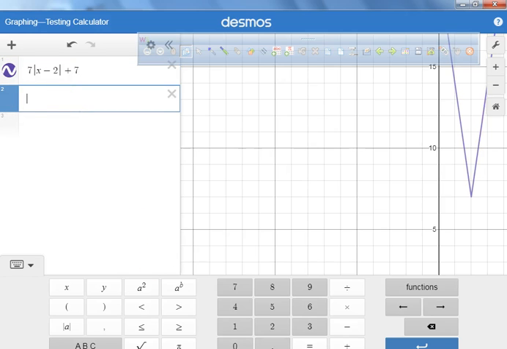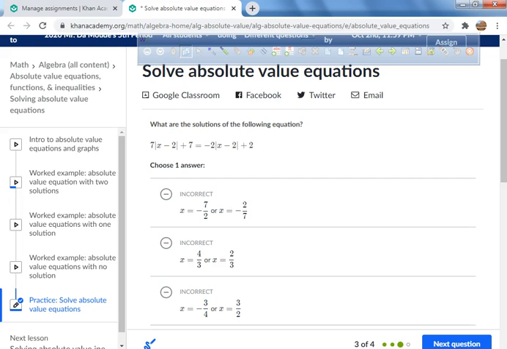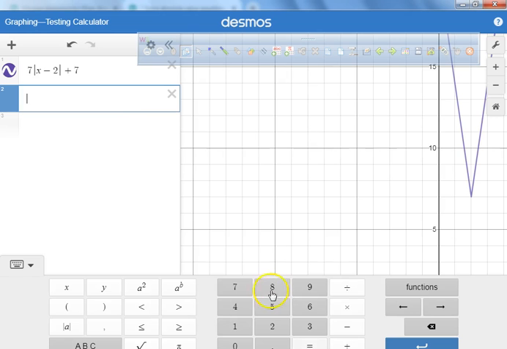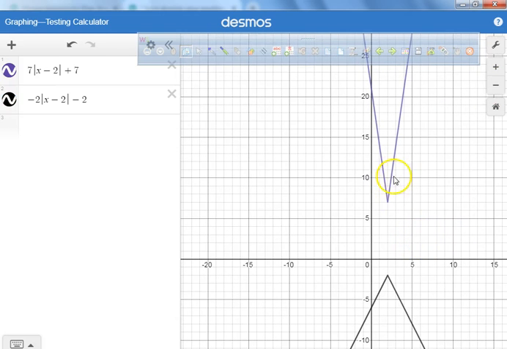And then I will look over here, and that says negative 2 times the absolute value of x minus 2. I think that's minus 2. All right. So you'll see that these absolute value graphs don't even touch each other. If they don't touch each other, that means there's going to be no solutions. So graphically, I want you to see why there would be no solutions.